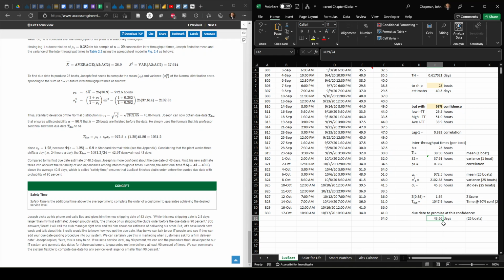And that's the number that Joseph is going to tell Bob, and Bob's going to tell the customer if they wanted a 95% confidence. The book only goes to 90%. But the purpose of the homework here is to work through these numbers and to see how variability is incorporated into the inter-throughput times for this example.